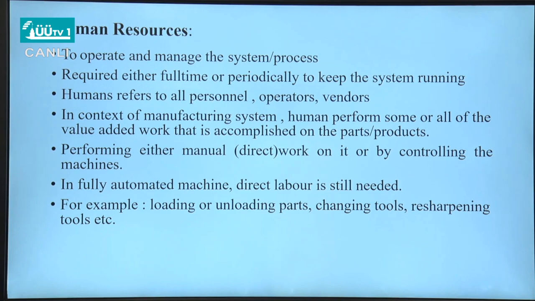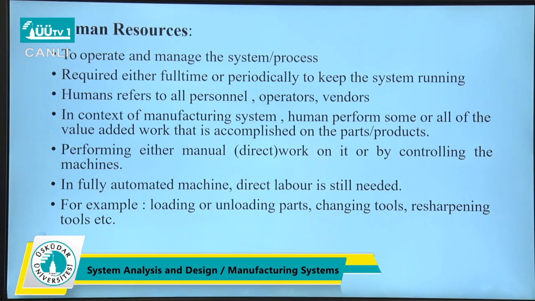And here, as the last component of the manufacturing system, is the intellectual capital, or the human resources that we hire in our organizations. The responsibility or function of the human resources in the manufacturing system is to operate and manage the system or process, and they are required either full-time or periodically to keep the system running. Humans refers to all personnel, operators and vendors at the same time.